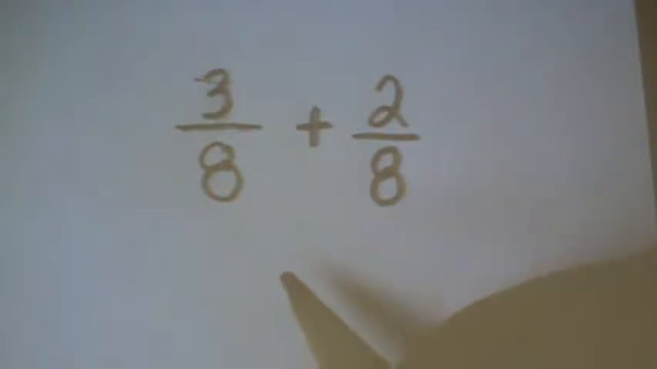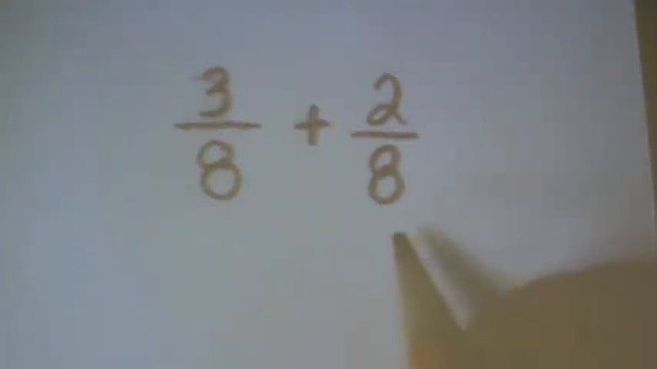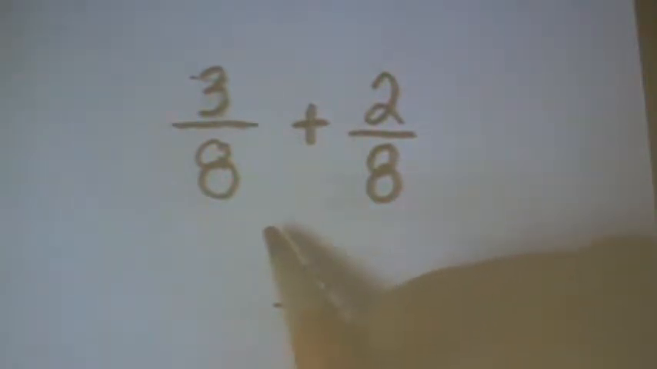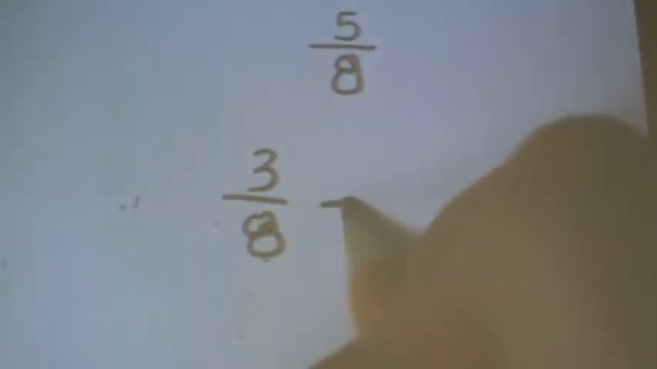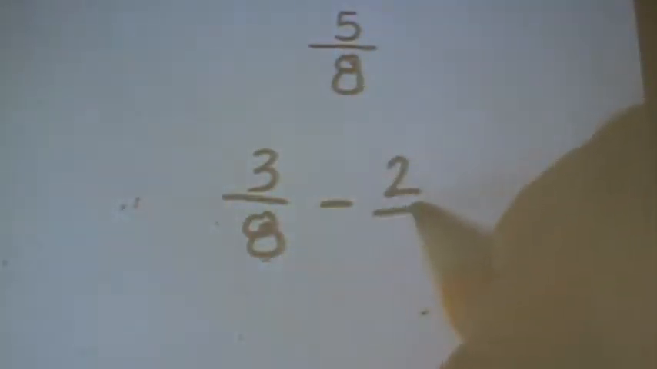So is the answer 5 over 16? No, 5/8. Why 5/8? You keep the denominator the same and you just combine the numerator. So what if this was a minus sign? What if this said 3/8 minus 2/8? What would you do? You just subtract the numerator, the top. 3 minus 2 is 1.